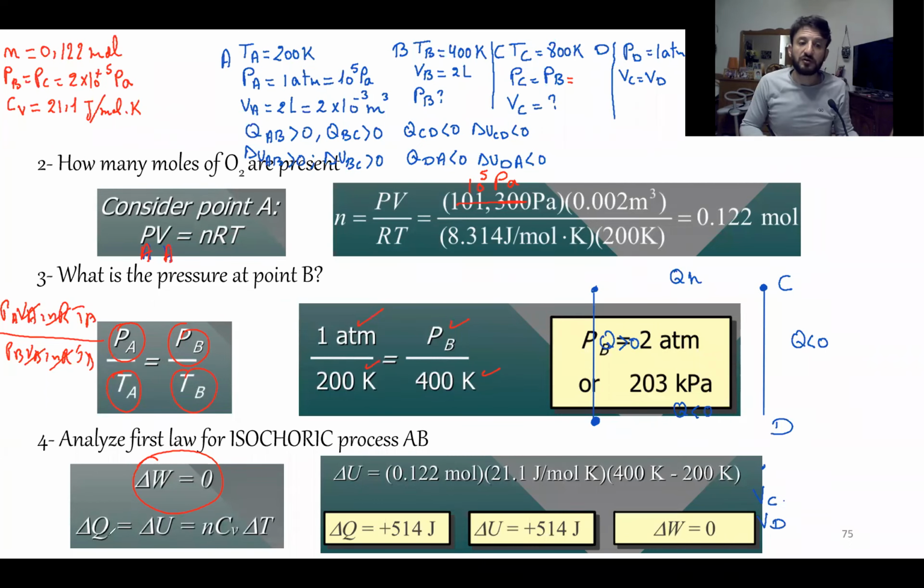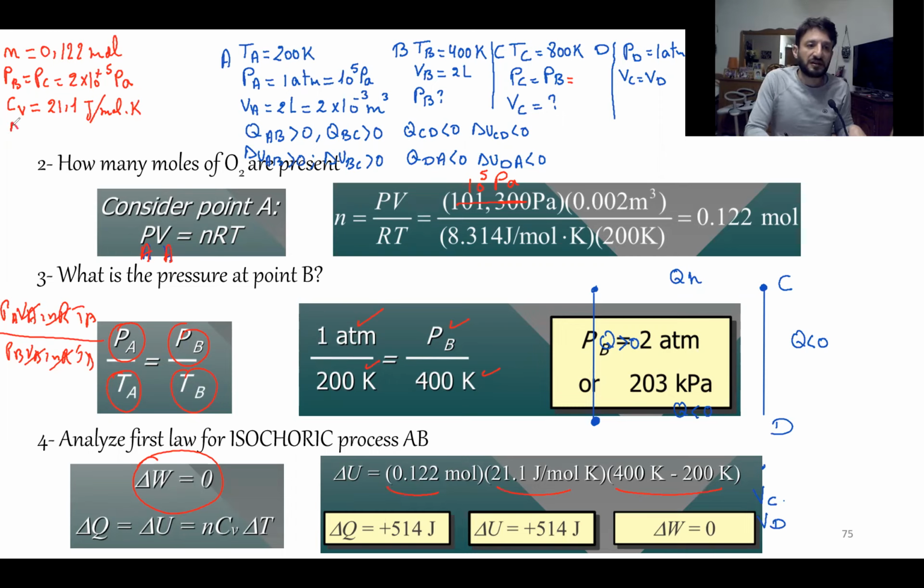Okay. So dQ equals delta U equals n Cv delta T. In the case of constant volume, delta Q equals n Cv delta T. You substitute the value of n, Cv times delta T, where delta T equals TB minus TA. You calculate the value. As I said before, in the case of heating, delta Q must be positive and delta U must be positive.